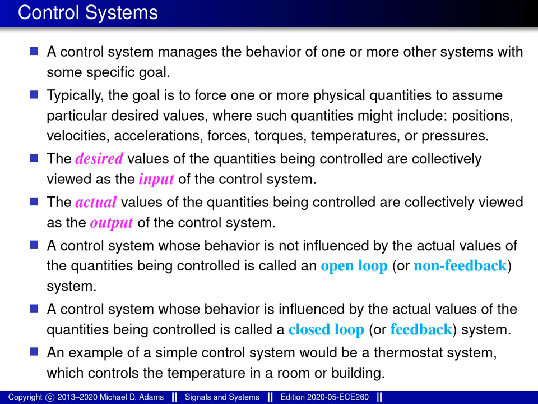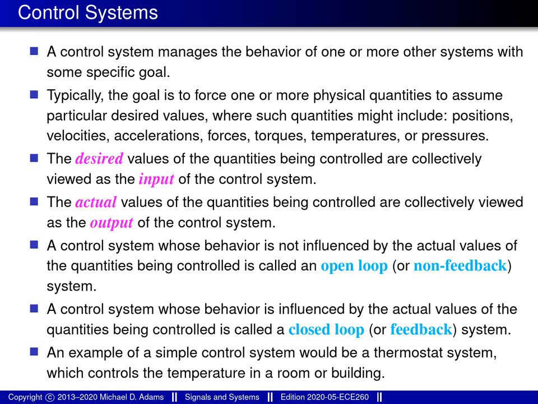An example of a simple control system would be a thermostat system, which controls the temperature in a room. In this case, the input of the system is the desired temperature for the room specified by the thermostat setting, and the output of the system is the actual temperature of the room.